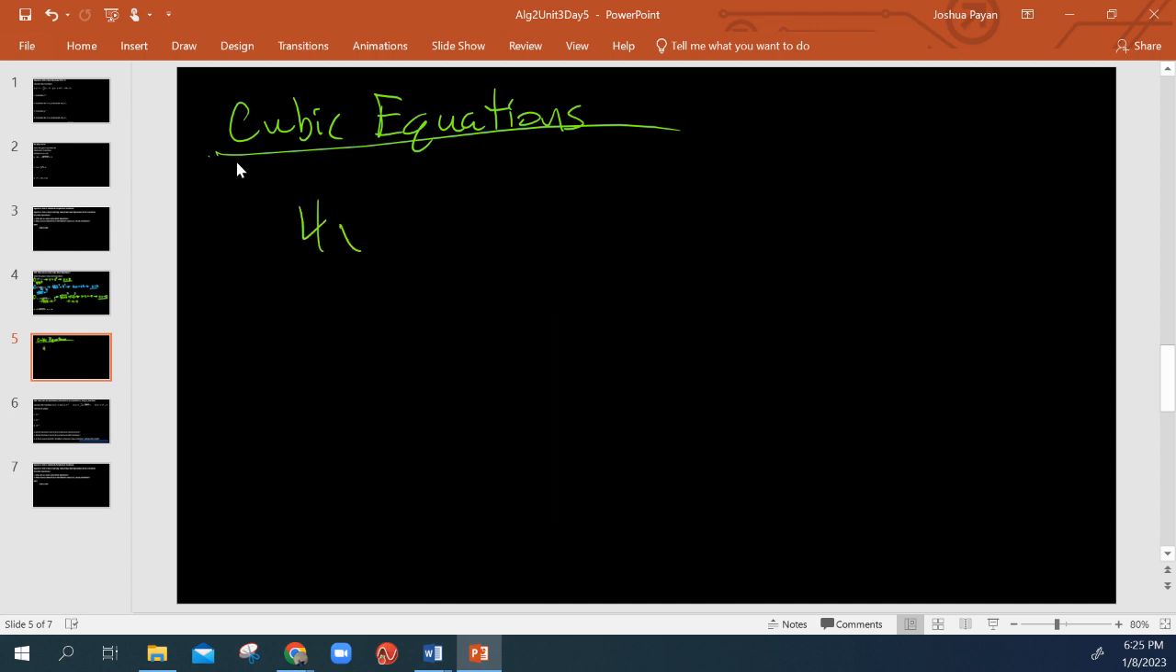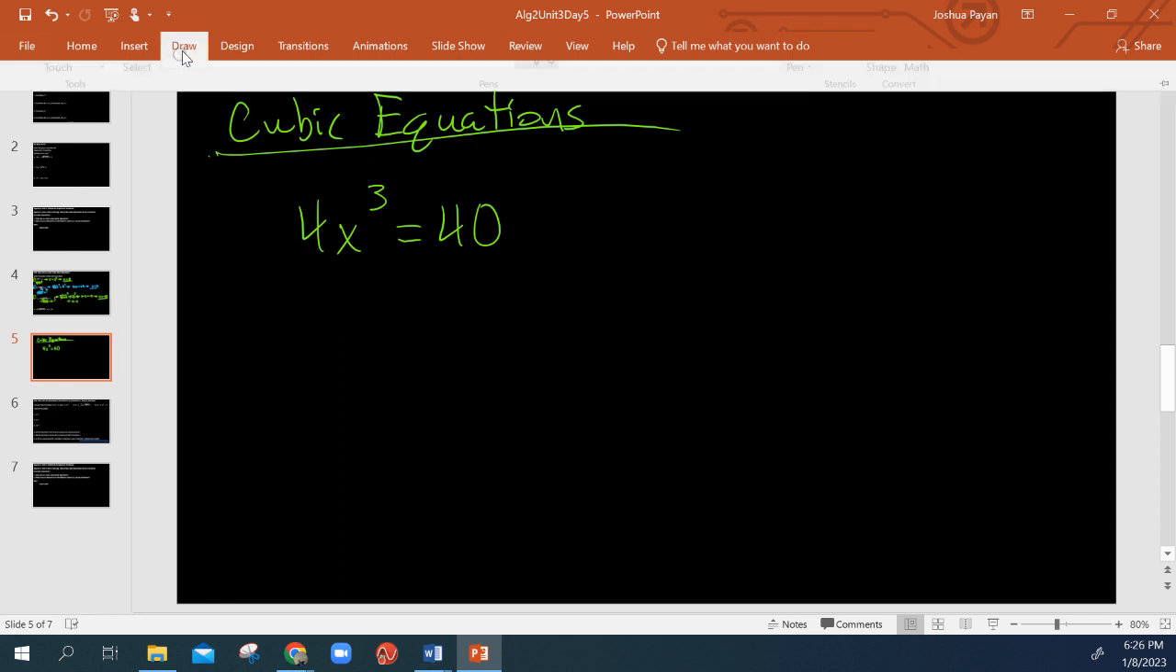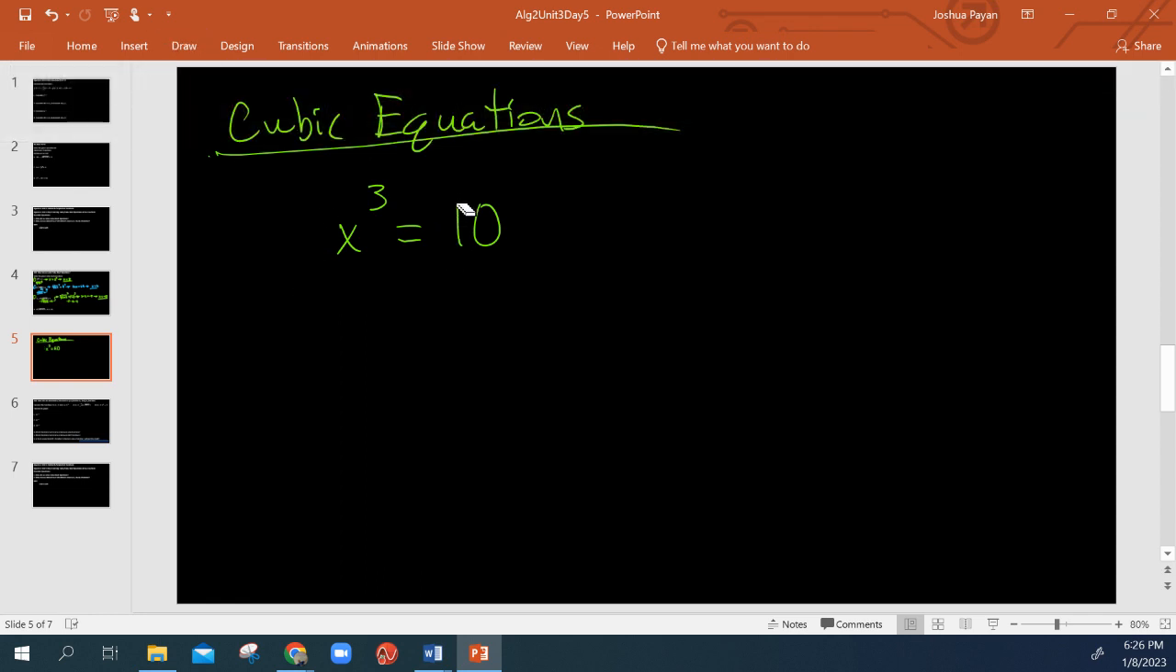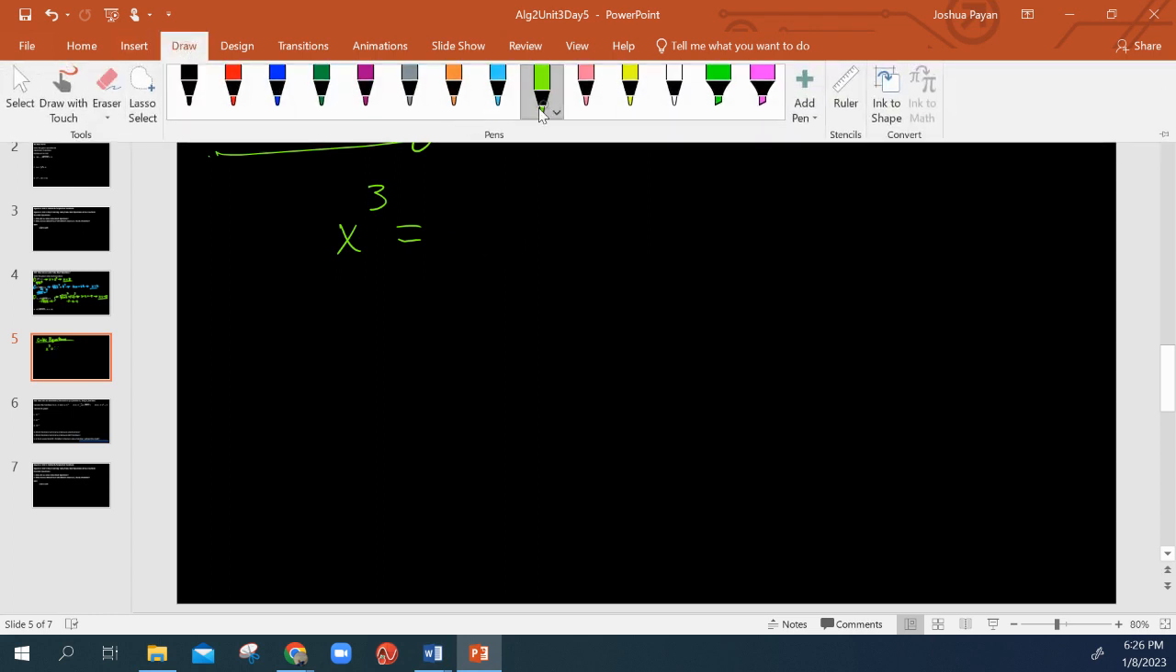Let's say I had 4 times x to the third power is equal to, let me think of how this could work out. I don't know. I'm just going to say 64. Well, no, not 64. We'll just say 40. Okay, so this is my own fault for not having examples prepared. And actually, let's not even do that. Let's start out with a really simple baby example.